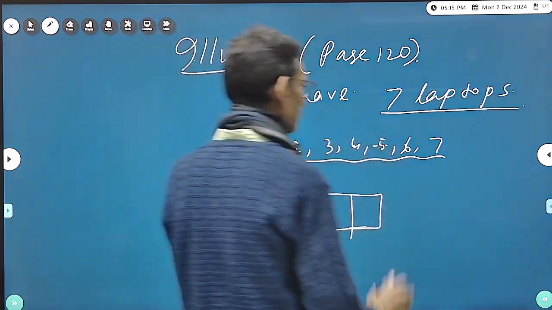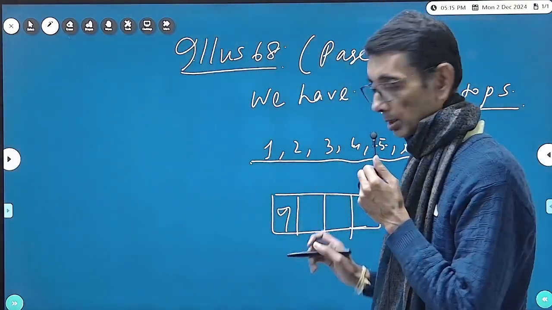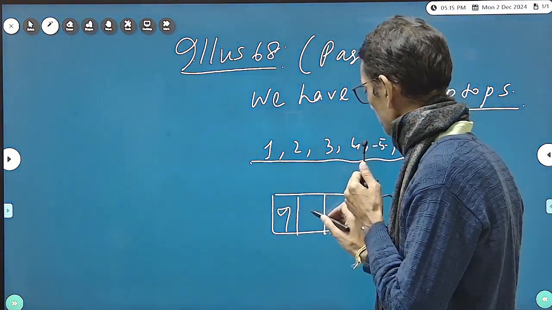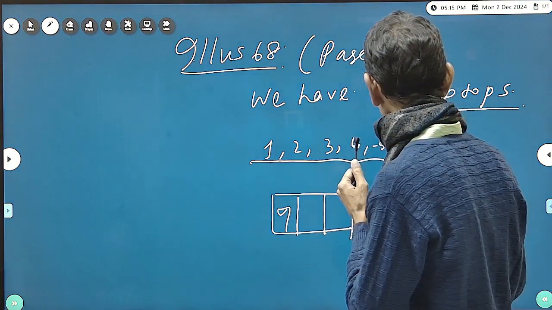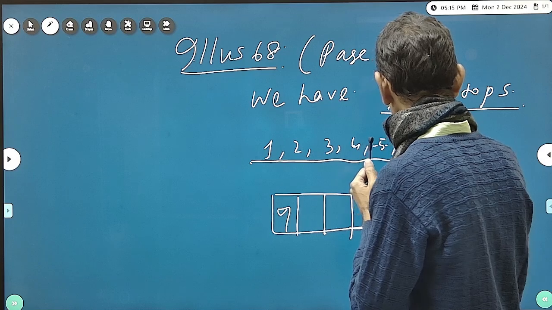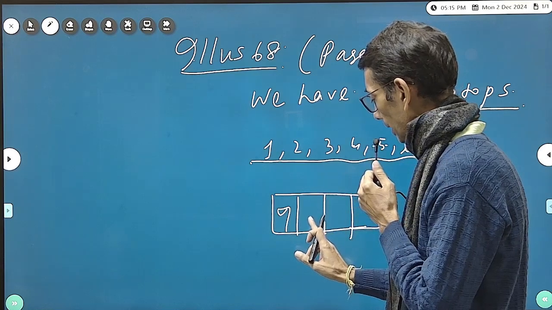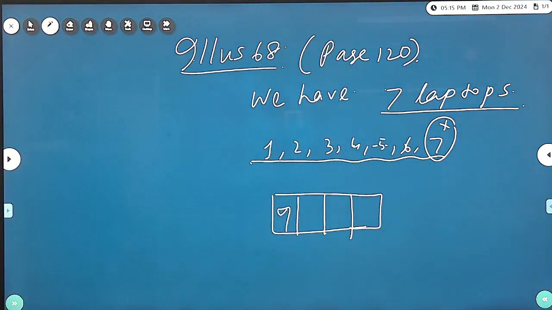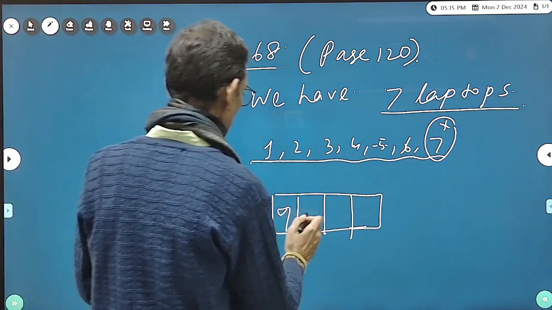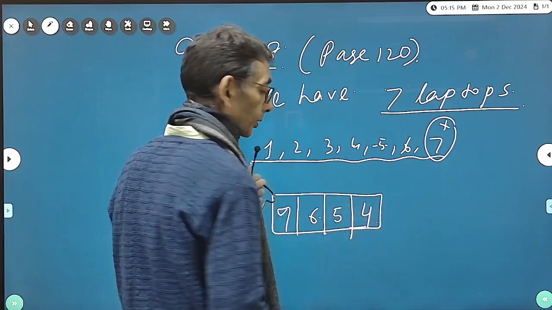Whichever laptop you choose, all 7 are different laptops. Once you have chosen one laptop, to fill up the second option, your options are reduced by 1, right? So this place can be filled in 6 ways, this place in 5 ways, and this in 4 ways.